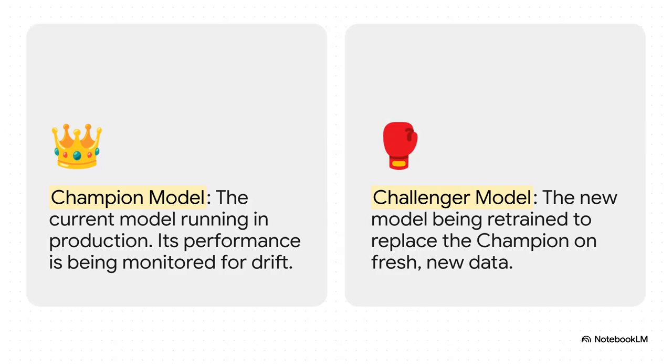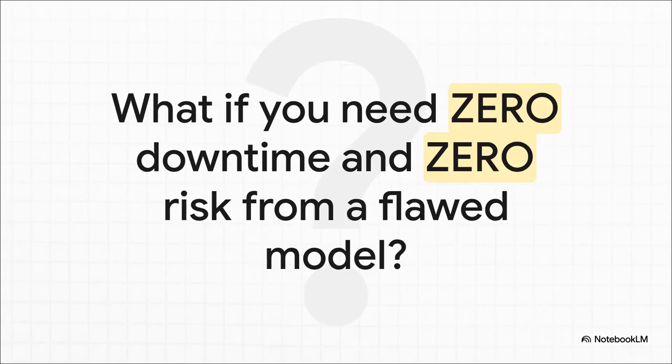So to get how this works, you just need to know two key terms, champion and challenger. Think of it like a title fight. The champion is your current model, the one that's live and in production. The challenger is the new model being trained up behind the scenes on all the latest data. The goal is to get that challenger ready to step into the ring and take over the moment the champion starts to stumble.